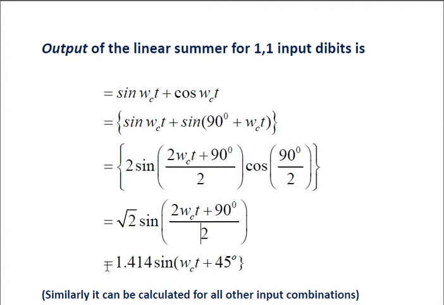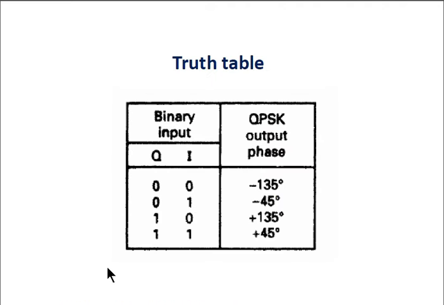Then similarly we can calculate it for all other combinations. Then the truth table is given here, the binary data and the QPSK output phase. If the binary data is 0 0, then your QPSK output is minus 135 degree. Then for 0 1 it is represented by minus 45 degree. If 1 0 it is represented by plus 135 degree, and 1 1 it is represented by plus 45 degree.